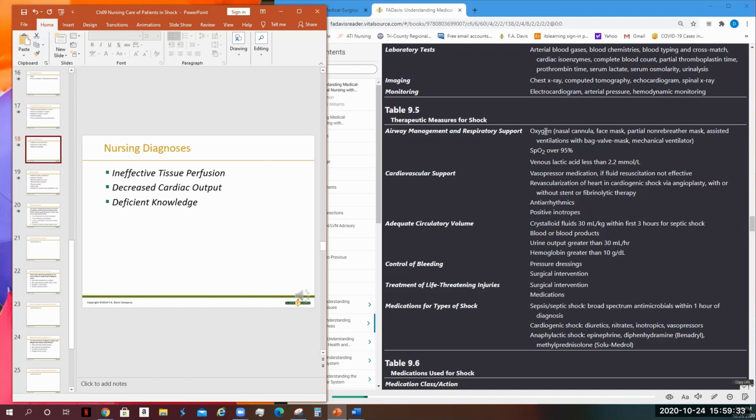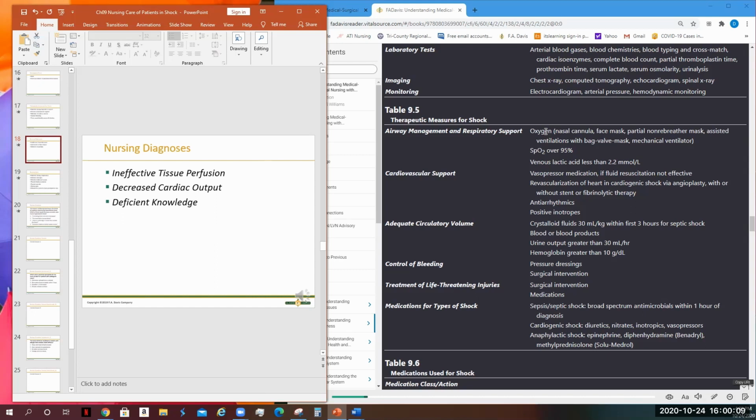Another therapeutic measure will be the adequate circulatory volume. So for that, there may be crystalloid fluids of 30 milliliters per kilogram within the first 3 hours for septic shock. You may use blood or blood products to increase the volume. Your target will be urine output greater than 30 milliliters per hour and a hemoglobin of greater than 10 grams per deciliter.